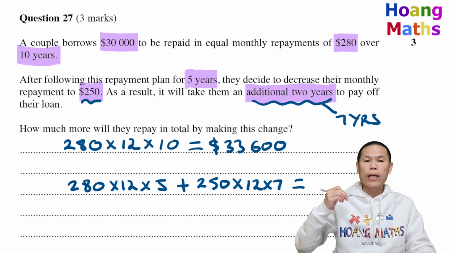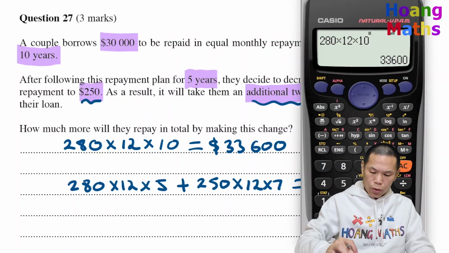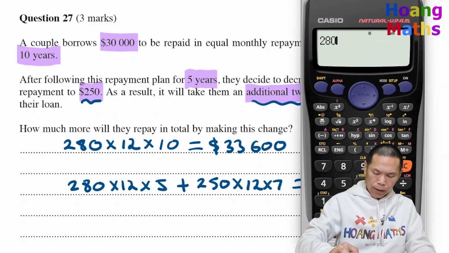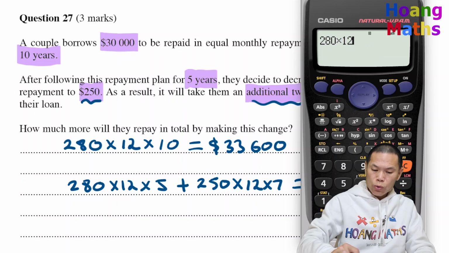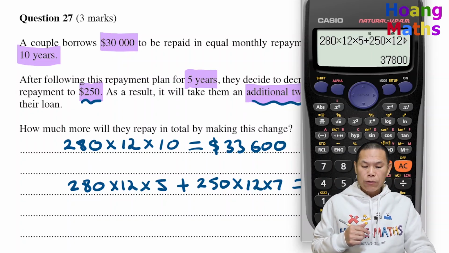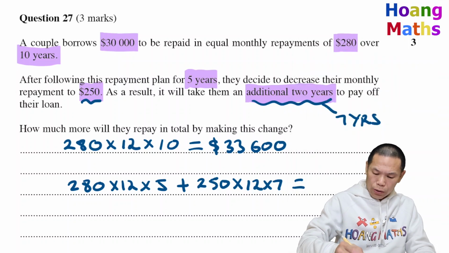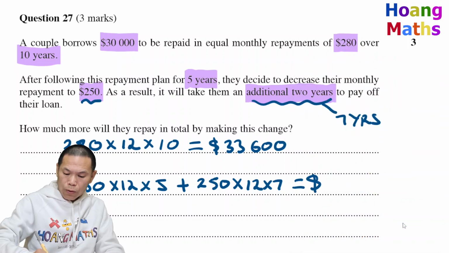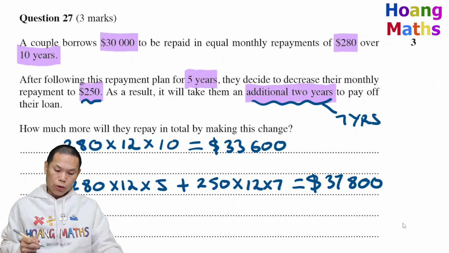I just put it on a calculator. So I just go 280 times 12 times 5, we add 250 times 12 times 7. $37,800. So there you go.